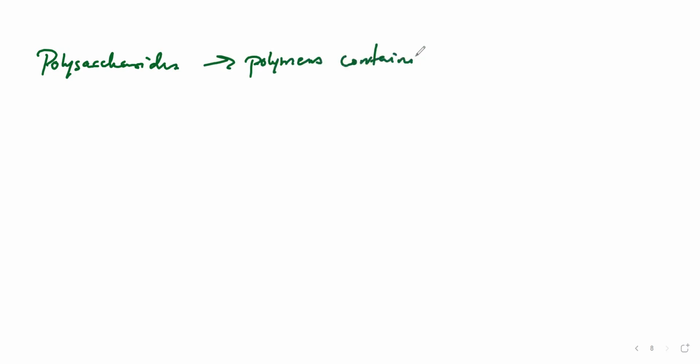So the next biomacromolecule is the polysaccharide. Saccharide means sugar, poly means many. So we are going to see many sugar components over here, which are generally termed polysaccharides. So what are polysaccharides? They are nothing but polymers which contain a minimum of 10 monosaccharide units.